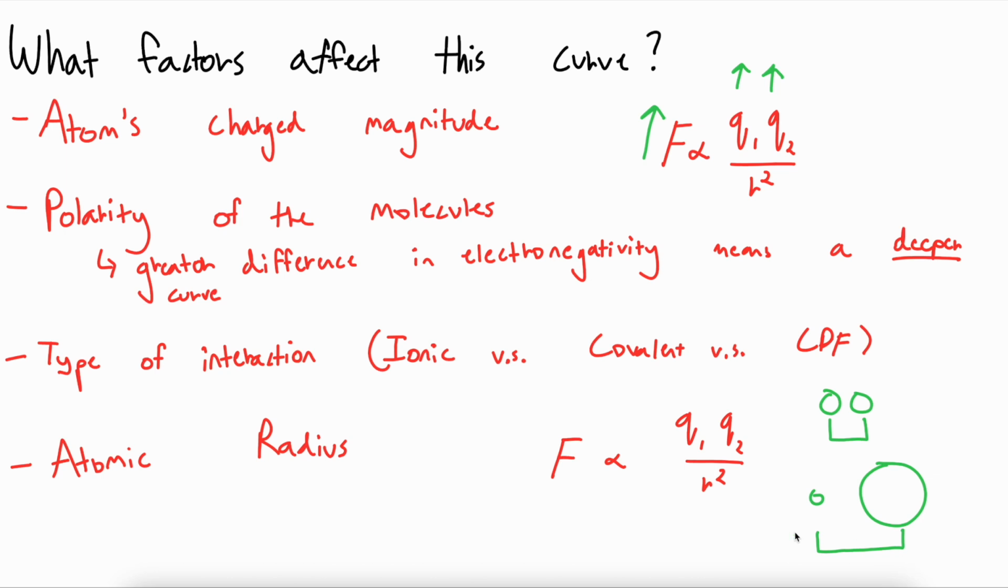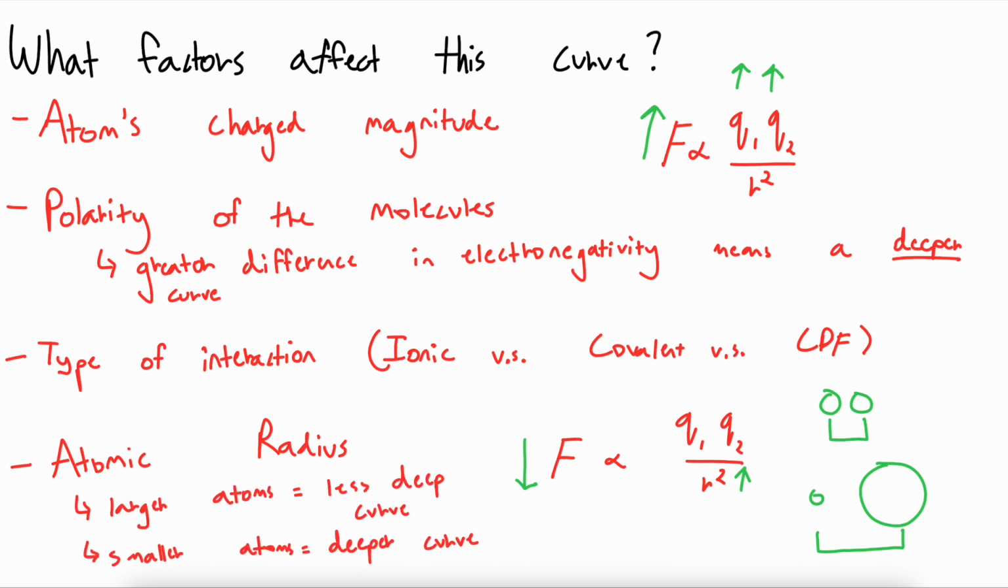That makes sense. So if the r value in Coulomb's equation, or the distance between the two atoms, is increasing, since that's in the denominator, our force of attraction must be decreasing, which is why the larger the atomic radius, the smaller the force of interaction, or the less deep our curve. And so those are our main factors which will affect the deepness of our curve. I know I said it earlier, but I just want to repeat it so that you can really get it drilled into your head. The deeper the curve, the stronger the bond.